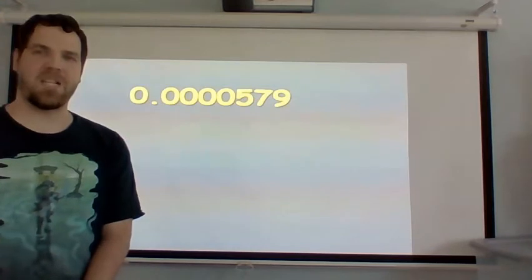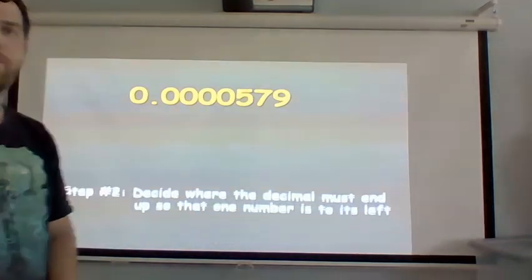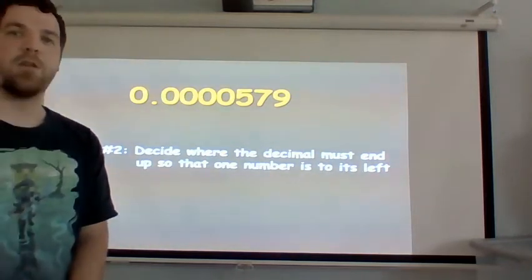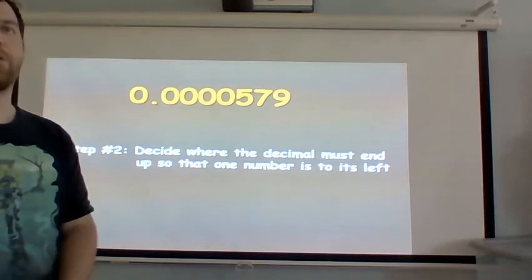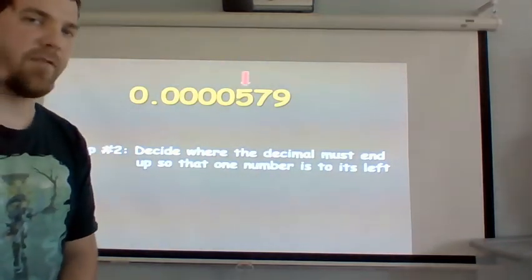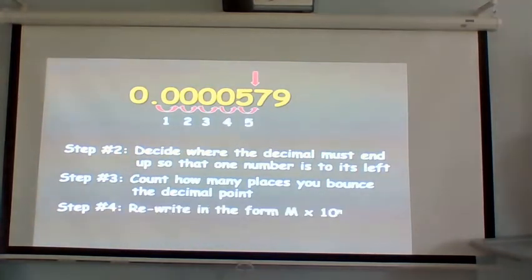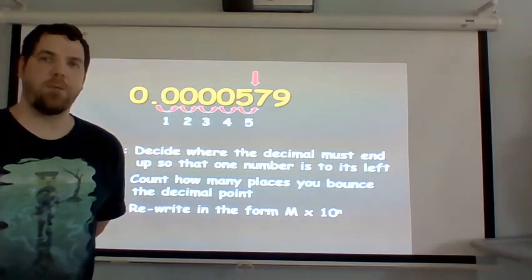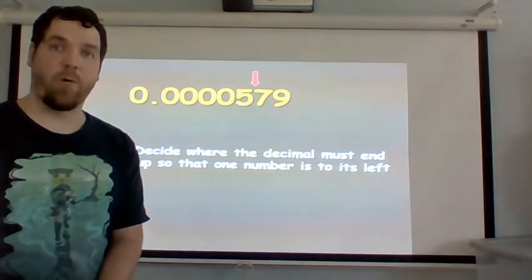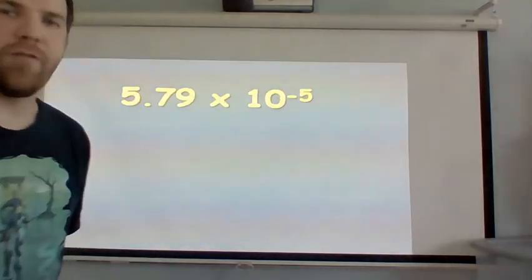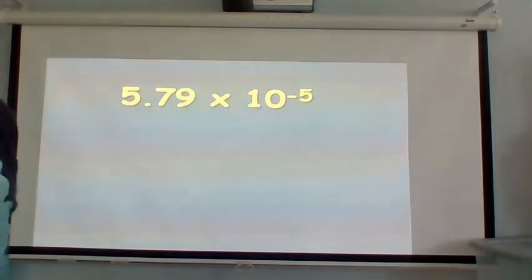This one already has a decimal point, so we can skip step 1. Go on to step 2 and decide where the decimal must end up so that one number is to its left. That means we are going to place it between the 5 and the 7. Next, you're going to count how many places you bounce the decimal point. 1, 2, 3, 4, 5. And then we rewrite it in the form M times 10 to the n. So in this example, our M is 5.79. So we write 5.79 times 10 to the negative 5th.